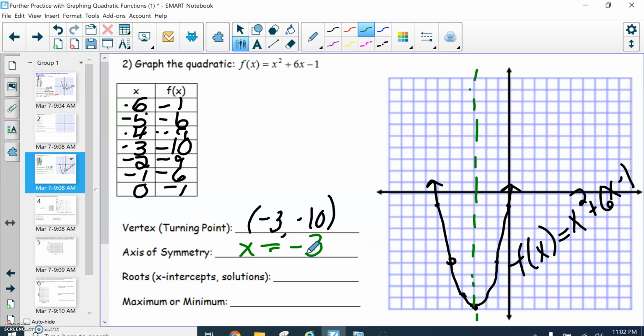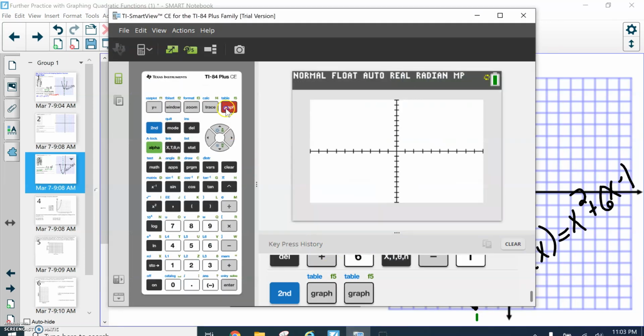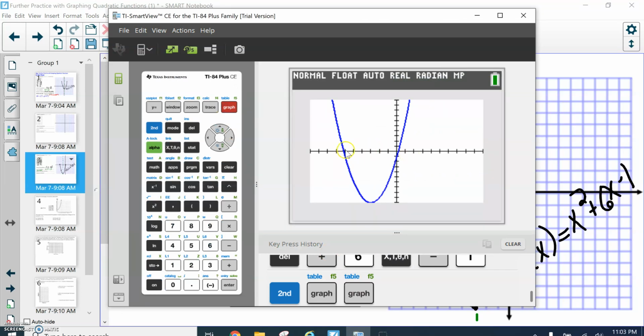Okay, the roots, again, are another word for x-intercepts or solutions or zeros. Okay, so these 4 words all mean the same thing. Zeros, roots, x-intercept, solutions. So this is another question where I can't easily determine the x-intercepts based on the graph. So we're going to have to go back to our calculator. Okay, so I'm going to hit graph just to see what it looks like on my calculator.